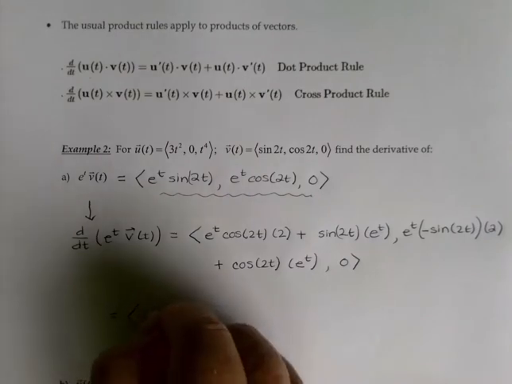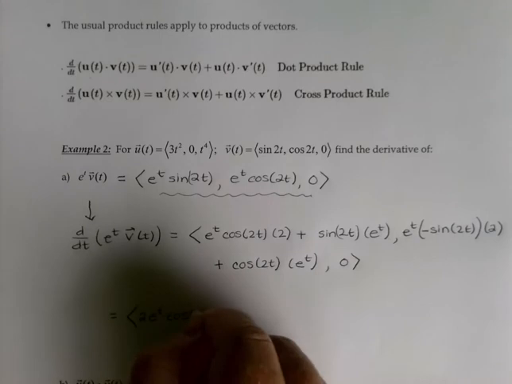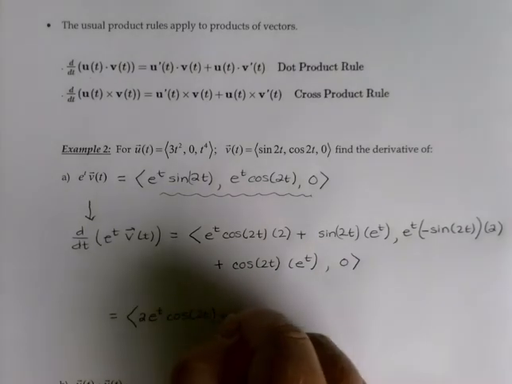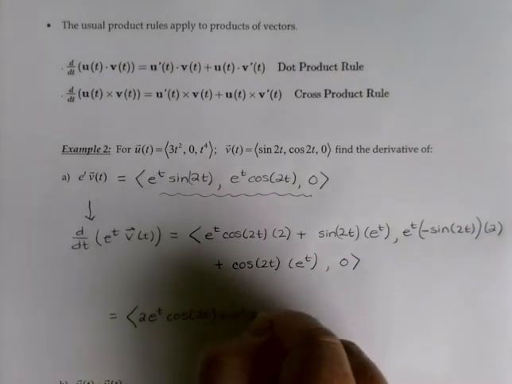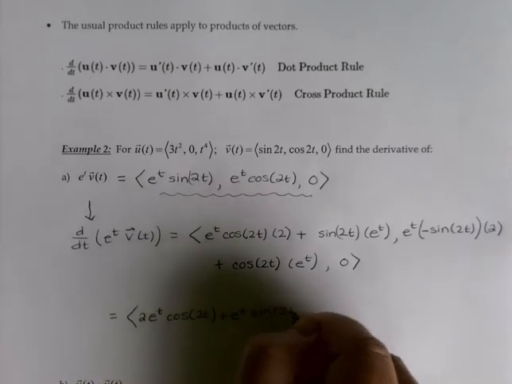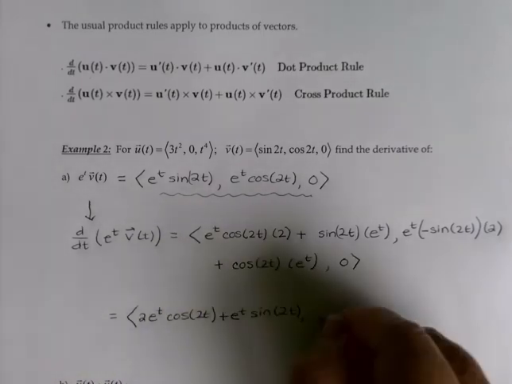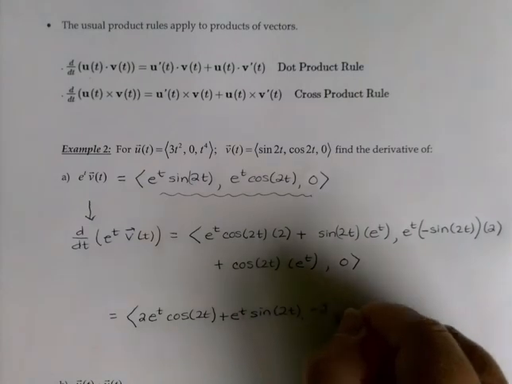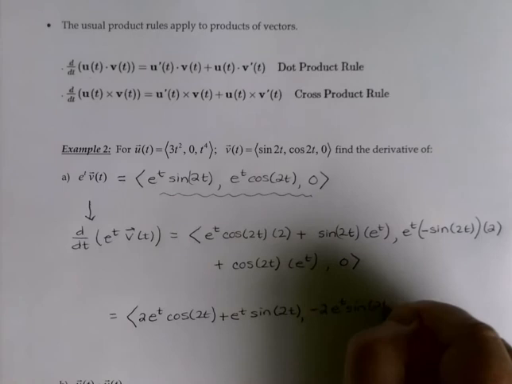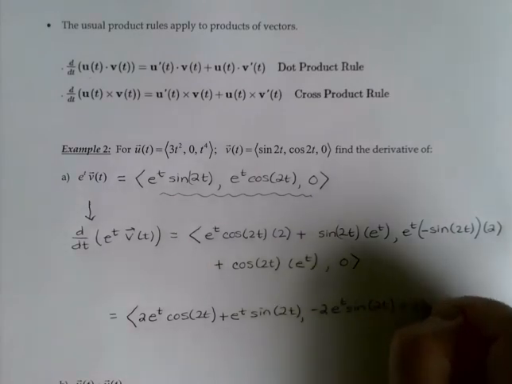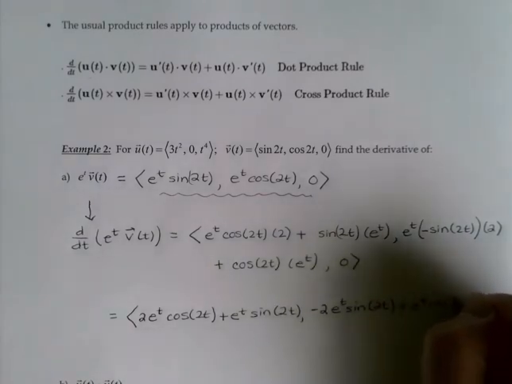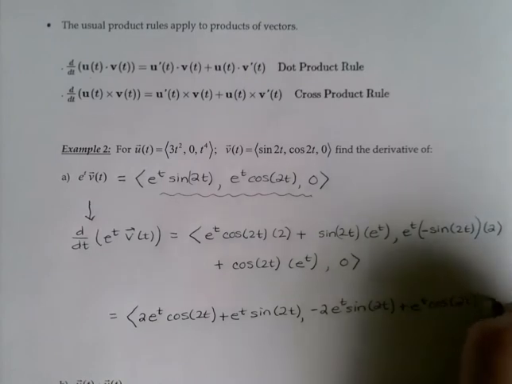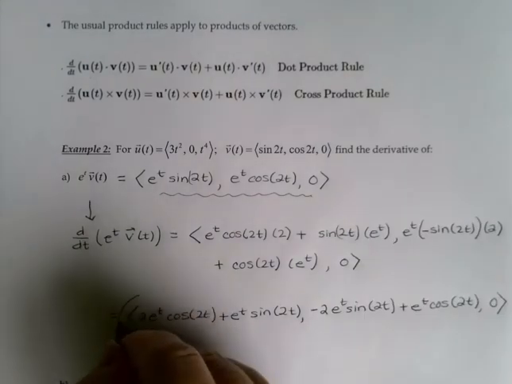So I end up with 2e to the t cos 2t plus e to the t sine 2t. And second component, negative 2e to the t sine 2t plus e to the t cos 2t, with 0 in the third component.